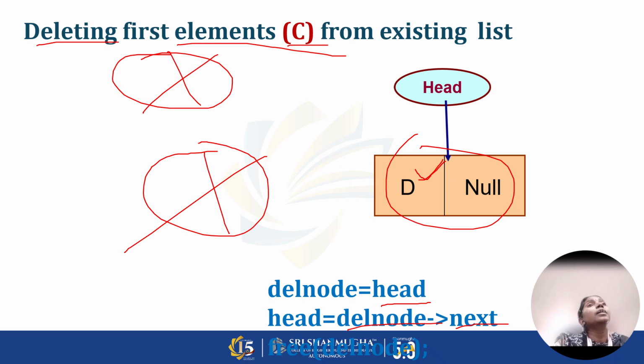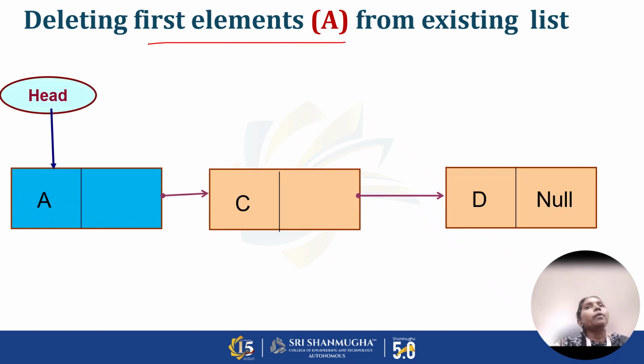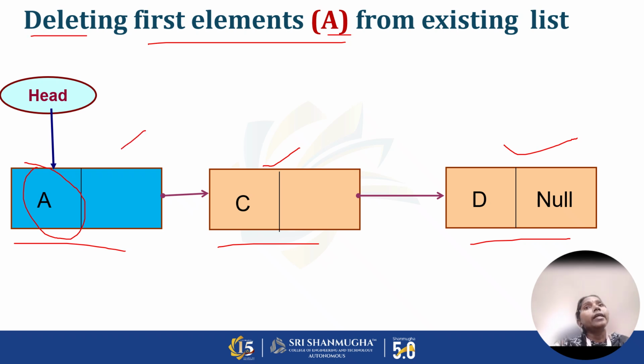So we have to delete C from the existing list. Similarly, deleting the first element A from an existing list. Already we have one list with three fields, each field having nodes. A is the head node, C is one node and D is another node. Here we have to delete A. If A is deleted, automatically C becomes the head.